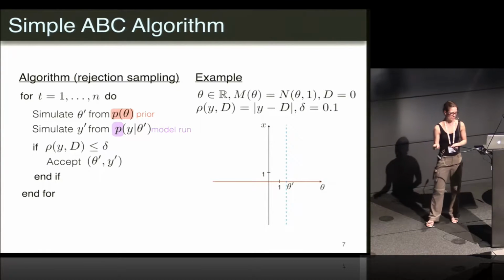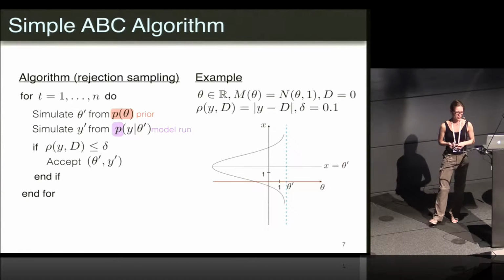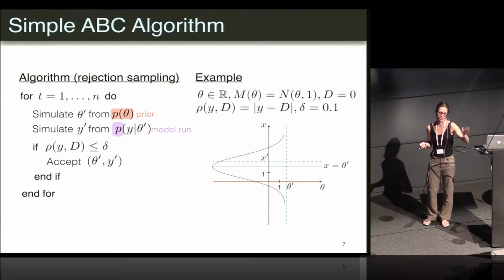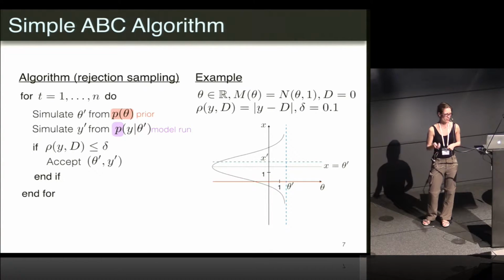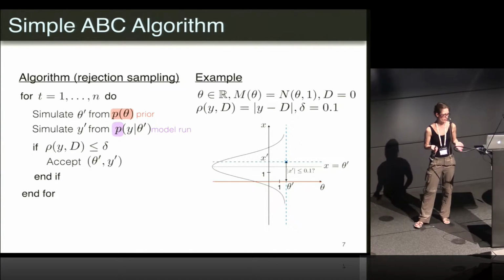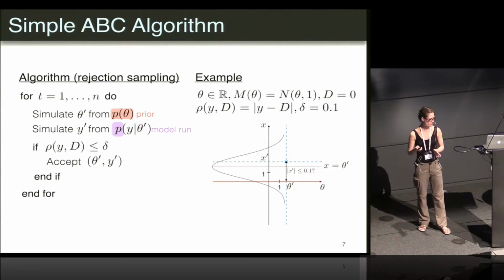We generate the parameter theta, here theta prime, which you can see in the vertical dashed line. Then there is a distribution from which we generate the model outcome, so we generated x prime. At this point, we have to check if it's delta close to the data or not. Delta in our case is 0.1. It's greater than that, so we reject the point.